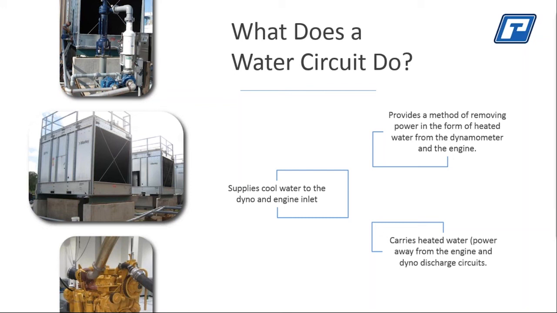So if you call me up and say, Rick, I want to test a 1,000 horsepower engine, and I'm going to need a cooling circuit or a water circuit for it, basically what I'm saying is I not only have to remove the heat from the water brake, but I've also got to remove the heat from the engine. So the water circuit is providing cooled water to the engine and the dyno, via pumps and valves and filters, and also carrying away and cooling the hot water through the use of a cooling tower.